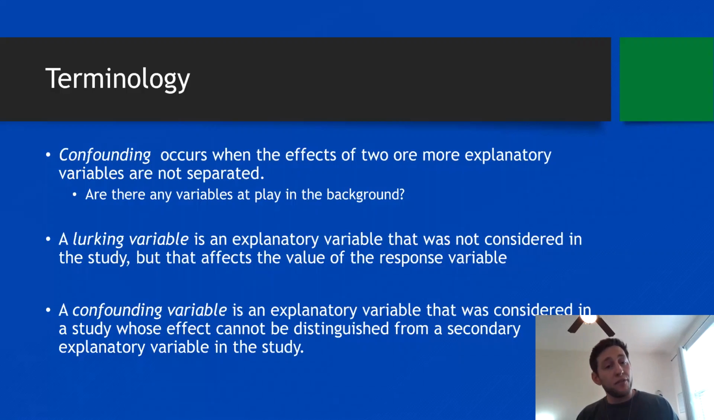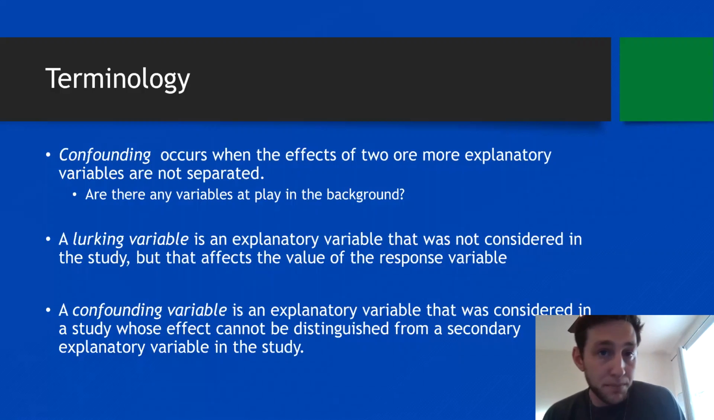Well, what you would be looking for to try to prove your case would be any confounding that had occurred. Confounding occurs when the effects of two or more explanatory variables are not separated. For instance, are there any variables at play in the background? Maybe we should have asked, what's the caloric content of the fridge? Waters have 0 calories, but if you're doing a bunch of Mountain Dew, that might mean something different.